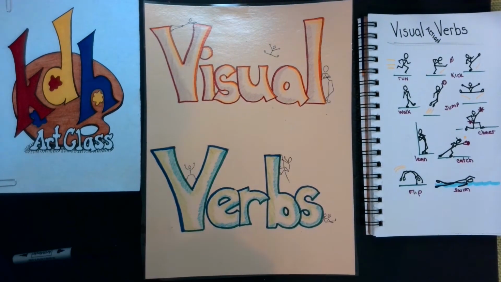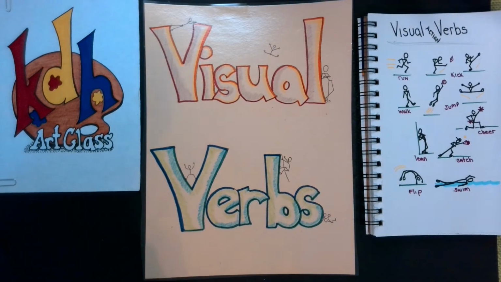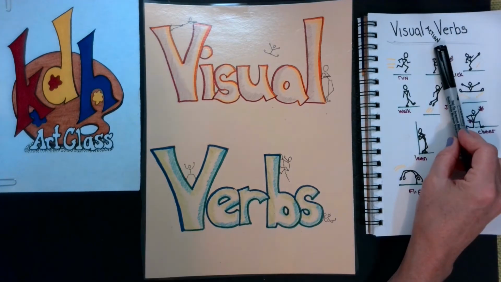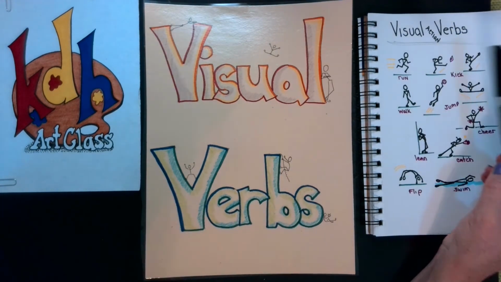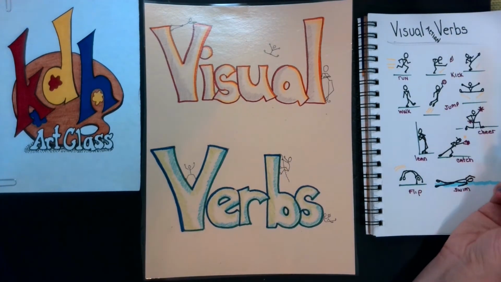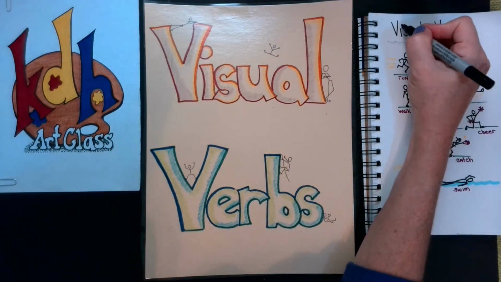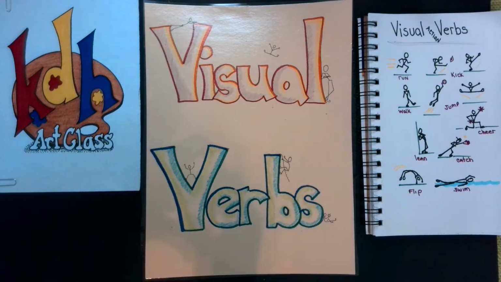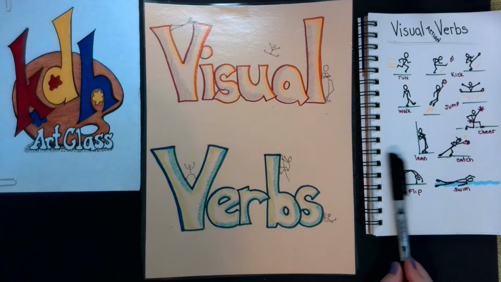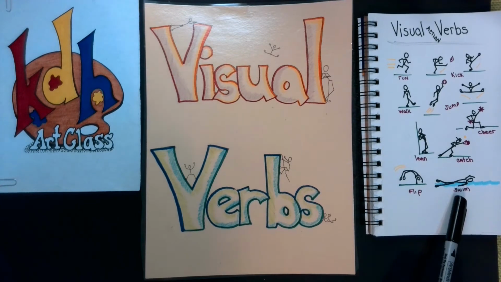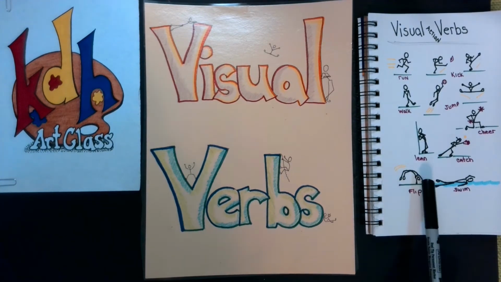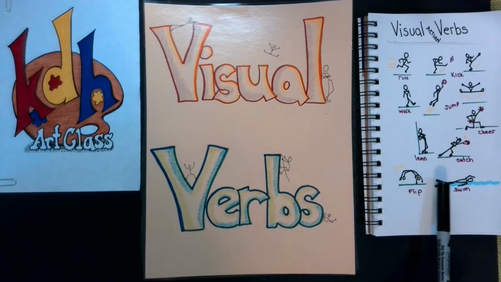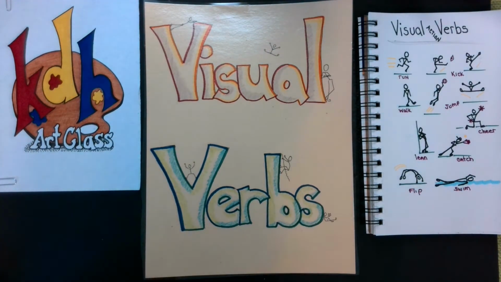As you can see, we are going to be talking about visual verbs. Okay? Verbs show action. In this case, our action verbs, you can see what's going on. And we're going to be working on little stick figures showing action. So you got your running and your kicking, your walking, your jumping, your leaning, your catching, your cheering, your flipping, your swimming. And I did this with kindergarten.